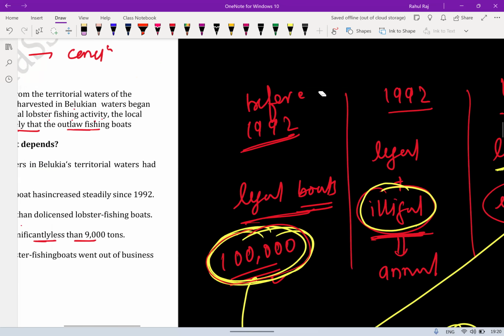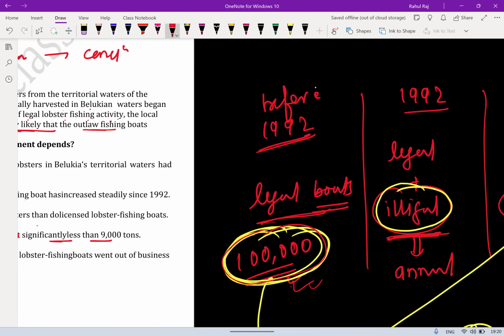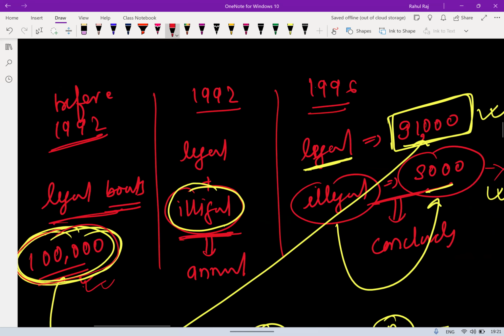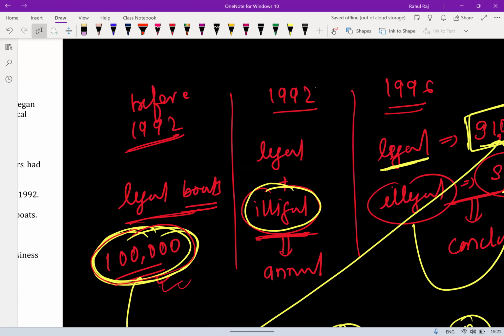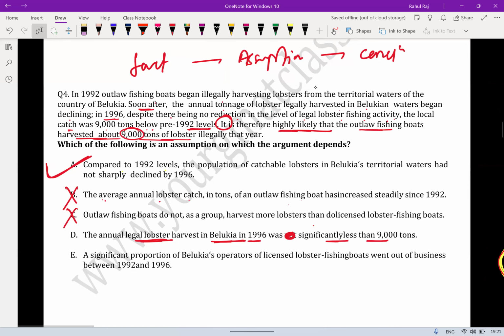This is what I've assumed. This is all my assumption to make you understand that, let's say, before 1992 the legal catch was 100,000 tons. Now the illegal boat has come into the picture, so the catch has decreased by 9,000 tons. So I've written this is 91,000 tons. But please understand this is purely my own assumption to take numbers. There is no statistical data given to you over here on what the legal catch was. So this is gone. Why should I even think about it?